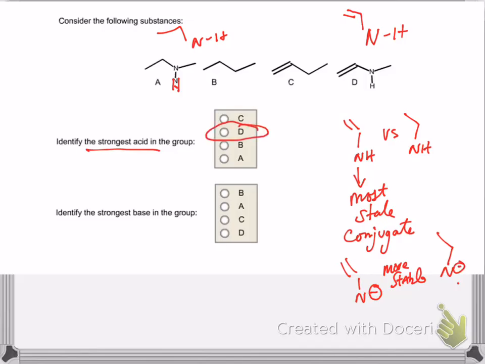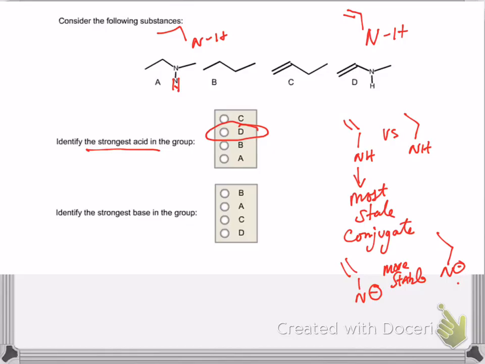Strongest base is going to have a slightly different argument, but it's the same argument. Because what makes the single bond, double bond most stable as the conjugate base, making it more acidic, will also make it least basic. So the strongest base is going to be the nitrogen, of course, not the carbon, but the nitrogen with the lone pair that is going to react mostly with water. That's going to be the one that's most unstable. It's going to be single bonds only.